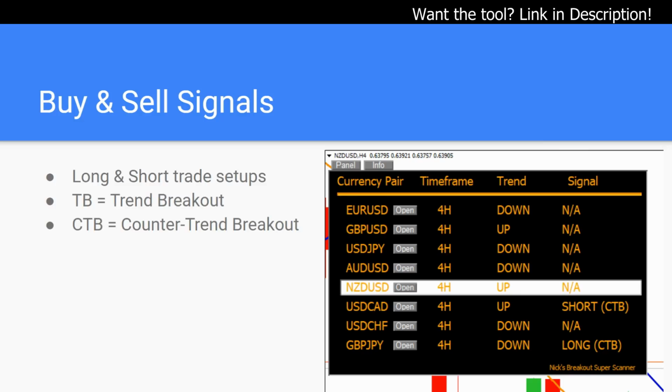I know other people might find that helpful as well. But long and short trade setups are going to come in. And as I mentioned, we have these little acronyms, CTB and TB. TB means trend breakout. Take a look on the right side of the chart there, or the panel there.